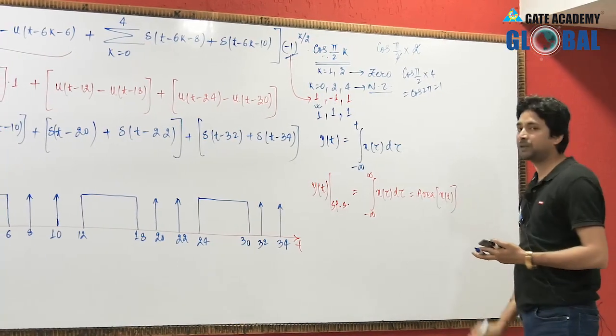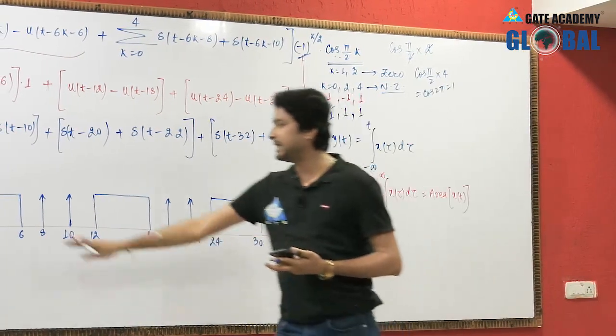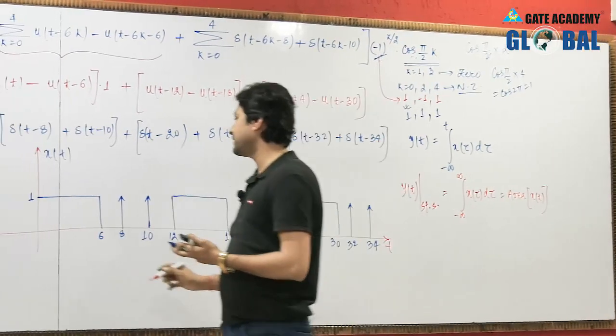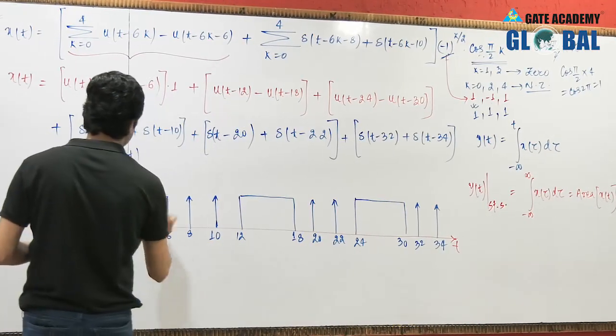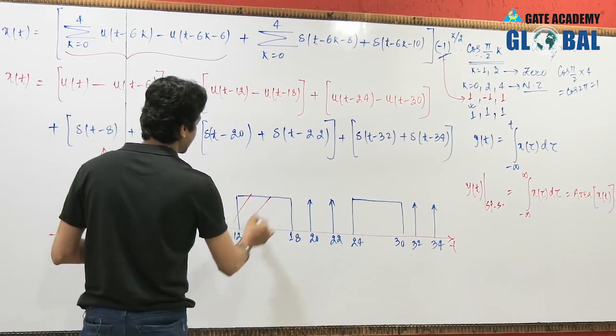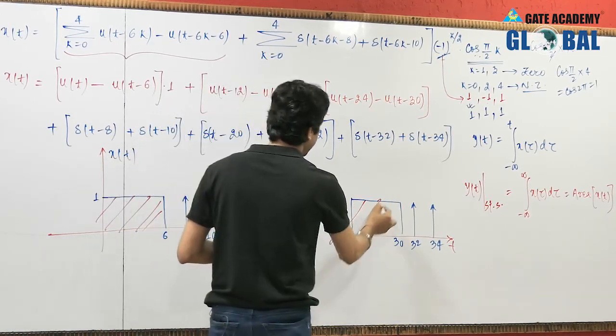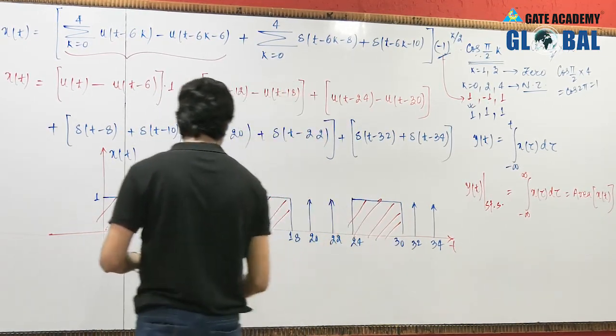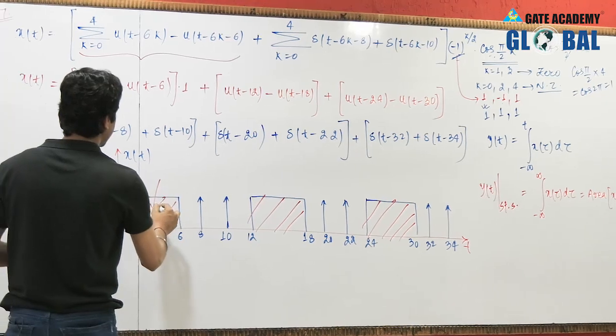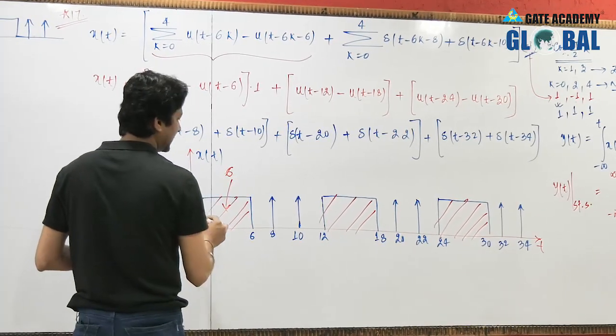So if you count the total area, here there are three rectangles. So you will be having the area of all these rectangles. All three rectangles have width 6 and height 1. Therefore, this area is 6 into 1, that is 6.